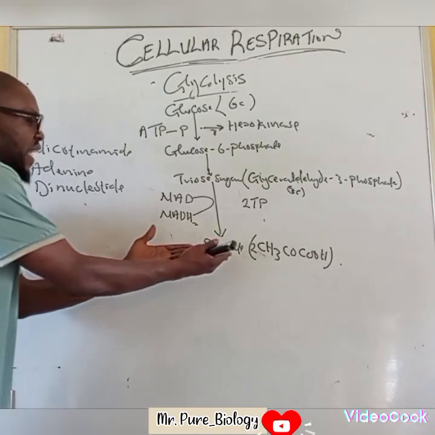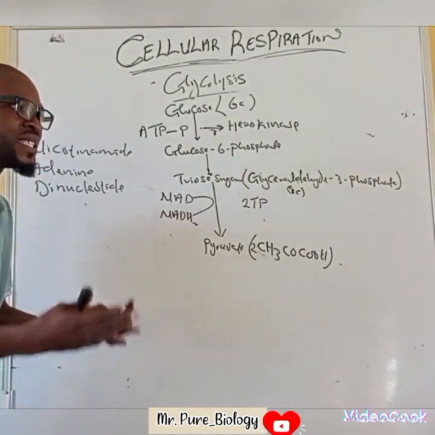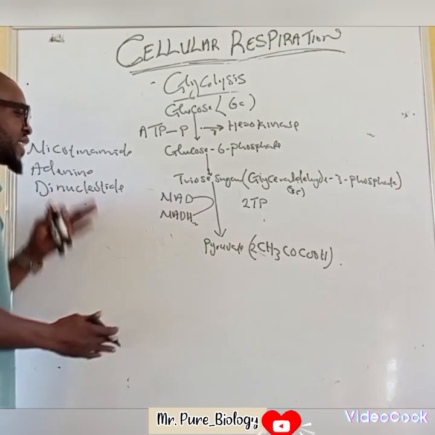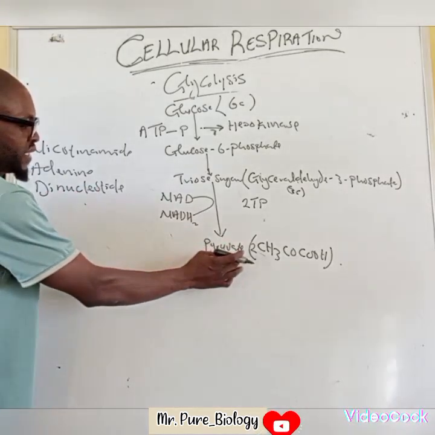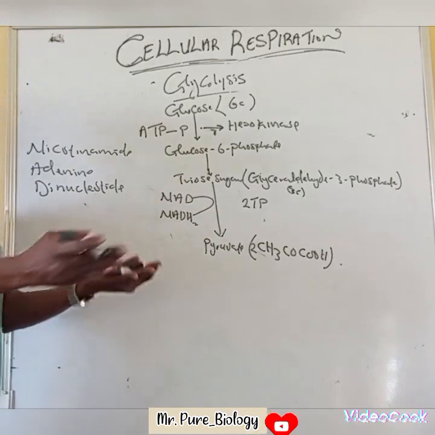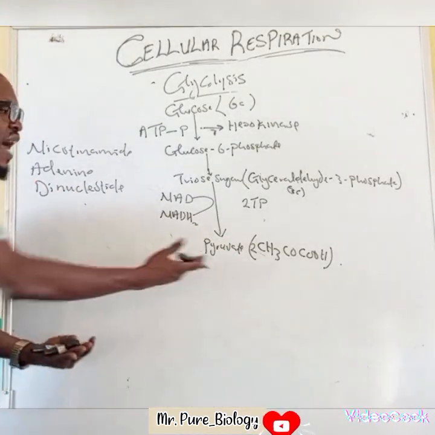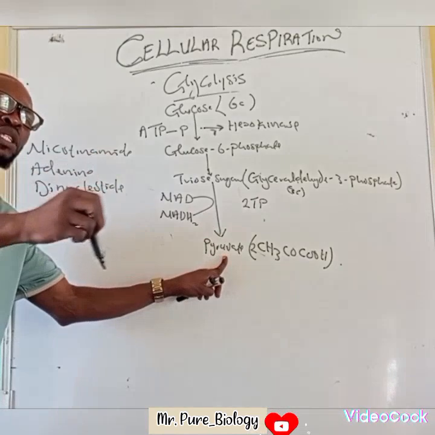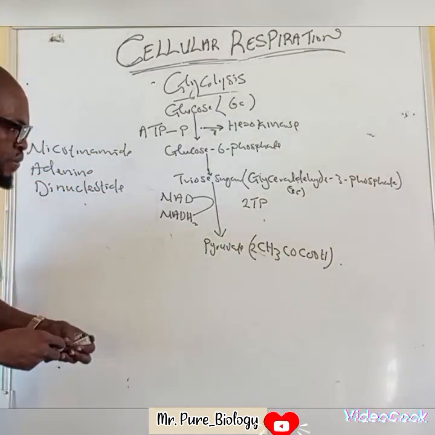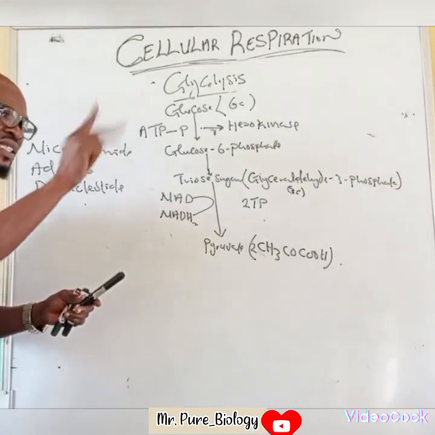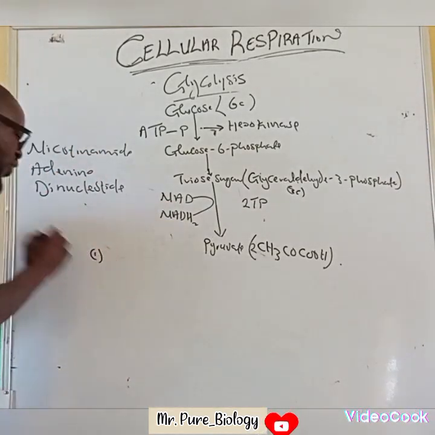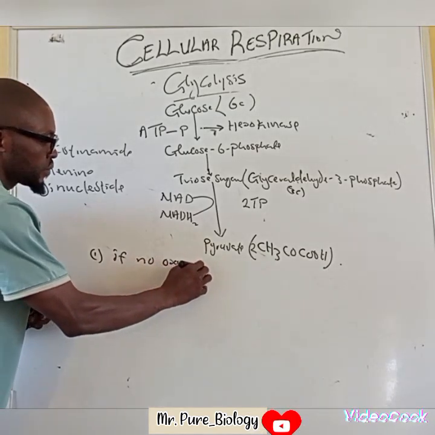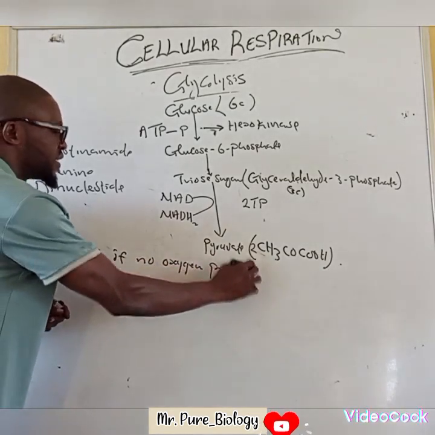Now, after the pyruvate has fully formed, what happens next will determine whether oxygen is present or not. Let's consider the case now. If there is no oxygen, the pyruvate will continue anaerobically. But if oxygen is present, that is when the pyruvate will go to the second stage of aerobic respiration, which is the Krebs cycle. Let's now consider the two factors. The first factor is that if no oxygen is present, what is the fate of pyruvate?